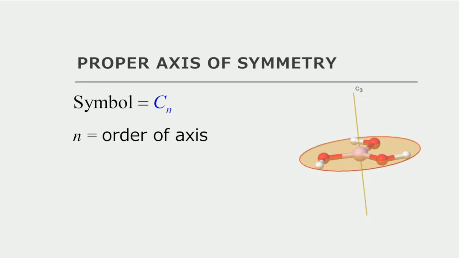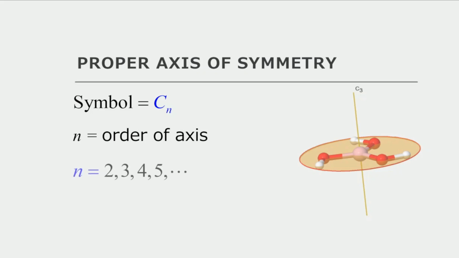A rotation axis usually contains several rotation operations. That means it gets repeated several times. If so, the structure must eventually be brought to a configuration identical to its original configuration. That is, the structure will be rotated through a full circle to its starting point.